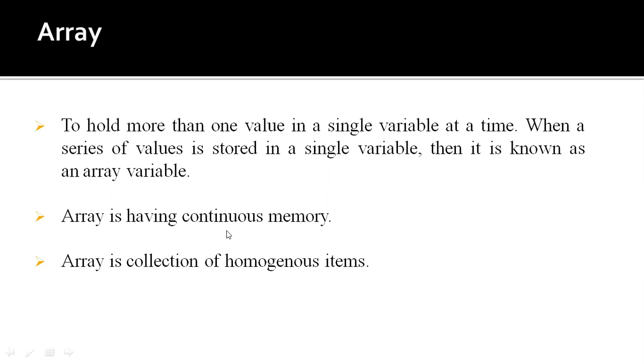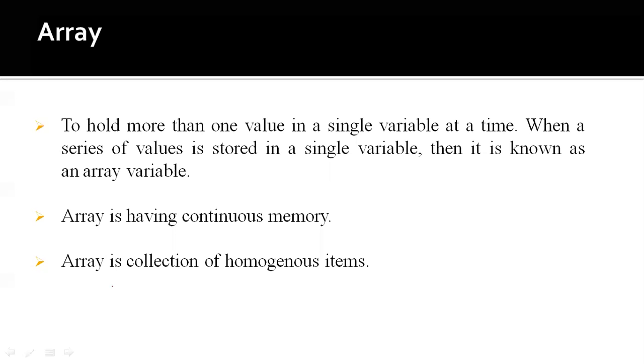An array has continuous memory, and it is a collection of homogeneous and also heterogeneous items. In general, as we know, C programming contains arrays of homogeneous items, but here in VBScript we can have heterogeneous elements stored in an array. So remember it: here we can store different types of items in an array.